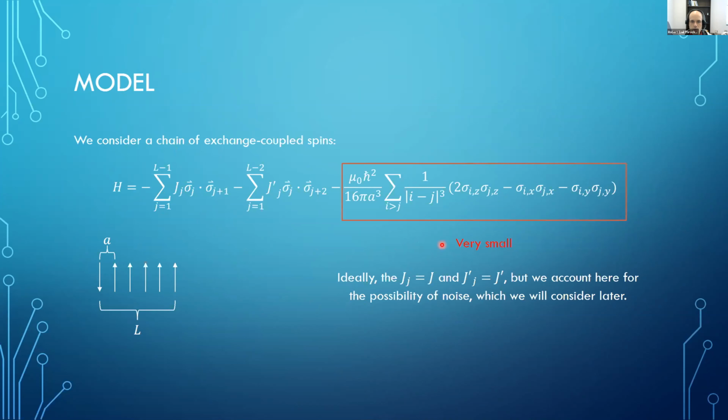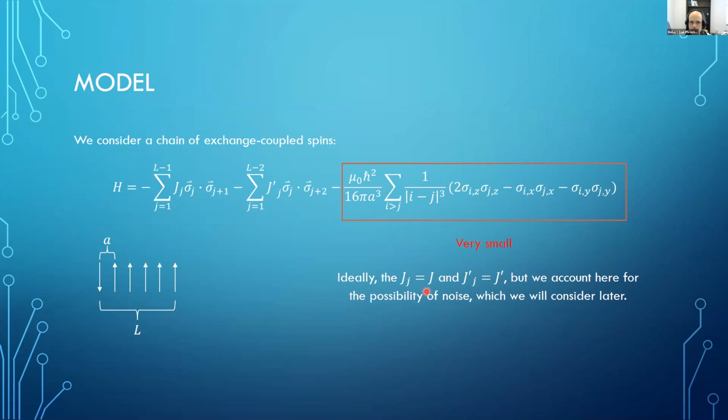So here's the model that I'm going to be using for all my calculations. Here we're considering a chain of exchange coupled spins. There's a chain of L electron spins all spaced with a spacing of a. And what we're including here are nearest and next nearest neighbor exchange interactions. And even though it's incredibly tiny, by many orders of magnitude in any actual experimental system, we're also including a magnetic dipole-dipole interaction.